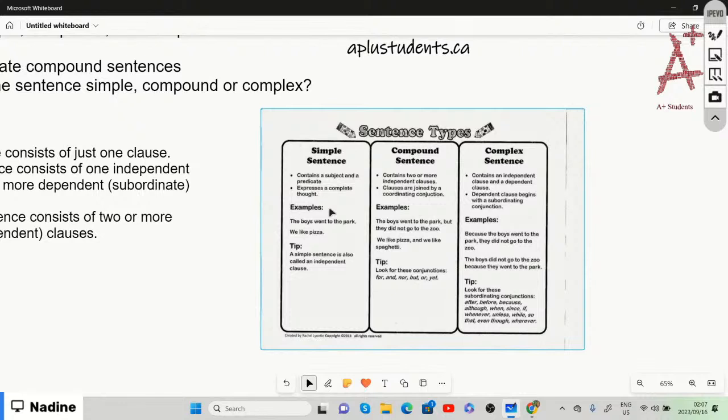So when it comes to simple sentences, right? Simple sentences are also called an independent clause that can stand on its own. Independent clauses can stand on their own.